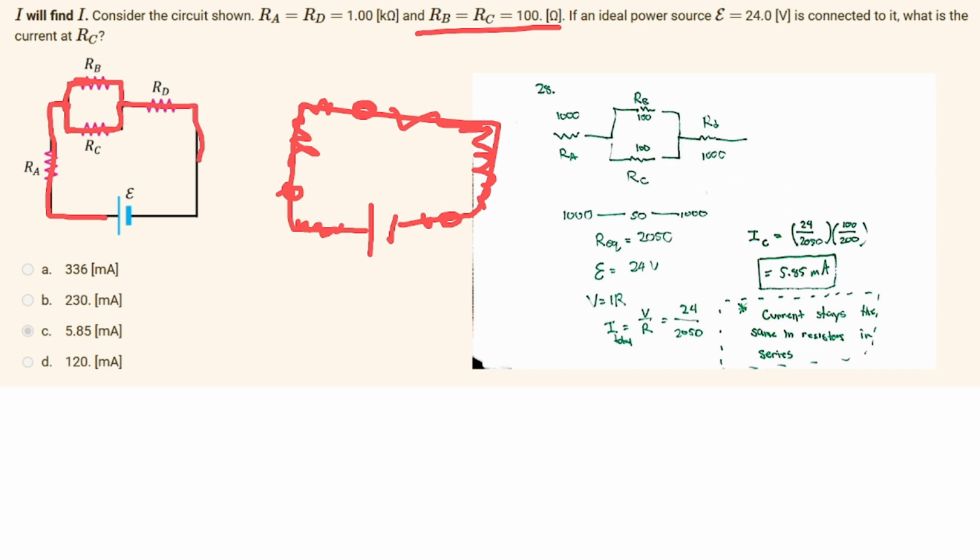So same current all the way along. That's how current works in series circuits. And since RB and RC are the same, that's why it got split into two equally. So yeah, 24 over 2,050, same current no matter what, but it gets split into two because it splits here. Currents stay the same in resistors in series.